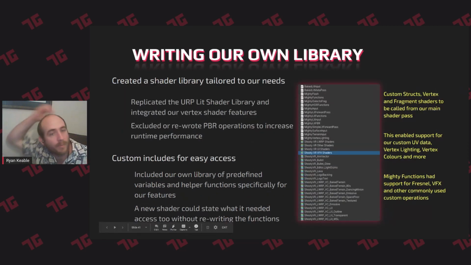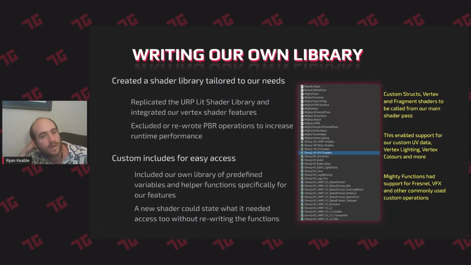So we ended up writing our own library that was modeled off these shader structures, but tailored it specifically to our needs. So we replicated a lot of the include structure you would look at if you download Unity's built-in shader folders, and it has the shaders and then the includes and all the little functions and variables that exist in all those includes. We started to replicate that and use them where we needed to. We excluded lots of operations or rewrote them to increase our runtime performance. We also wrote a lot of our own custom includes for easy access to functions that were specific to us, and this included all of our vertex lighting, anything that we're doing specifically with vertex shaders to maximize performance.